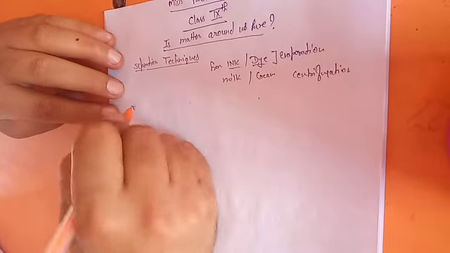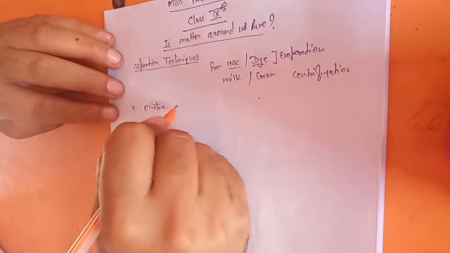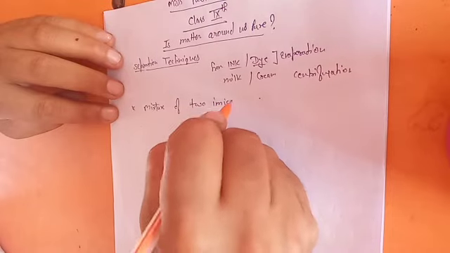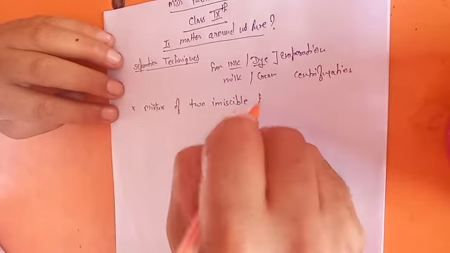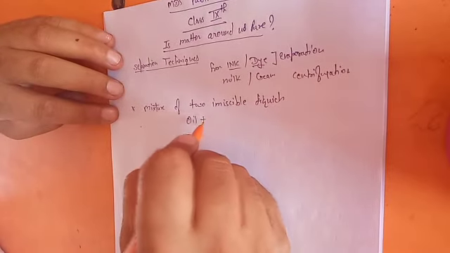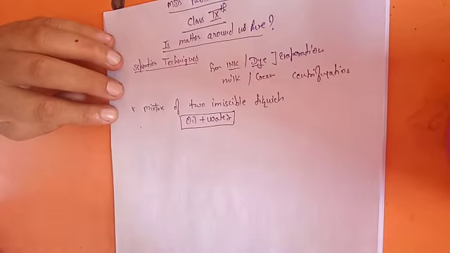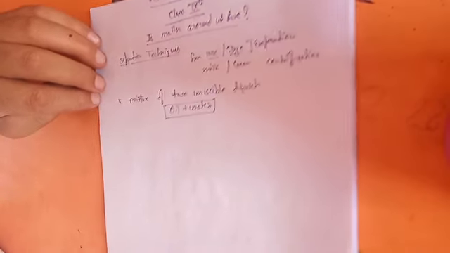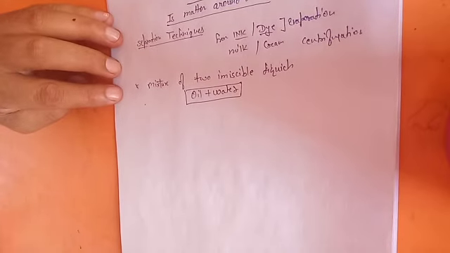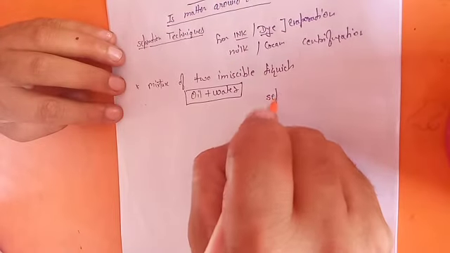First, a mixture of two immiscible liquids. Immiscible liquids means you know that oil plus water never completely mix. So you have a mixture of oil plus water. Now how will you separate this? Let's discuss this one. For that you must have some equipment like a separating funnel.